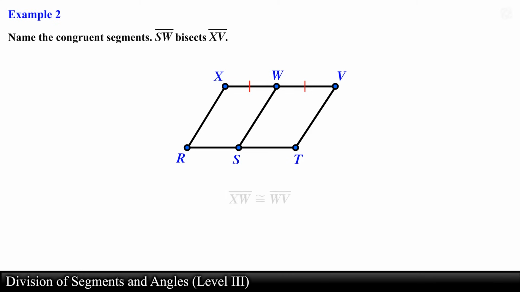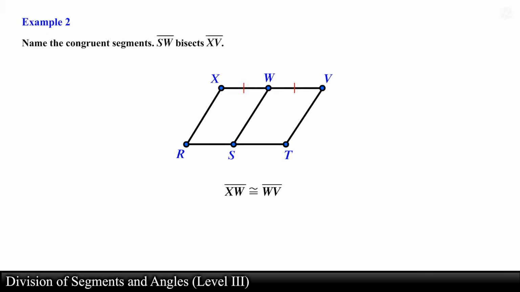In this case, segment XW is congruent to segment WV. And this is our final answer. Alright, let's take a look at the next example.